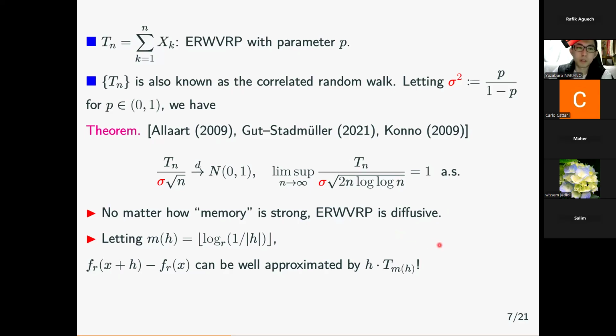Excuse me, Dr. Nakano, what do you mean by diffusive? Diffusive. Yes. Diffusive means divided by square root of n converges to the standard normal. This square denominator of this scaling order.